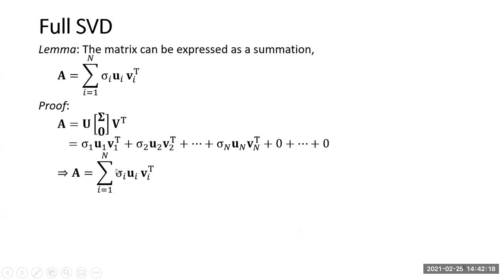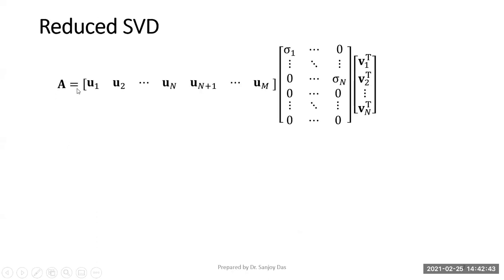Okay, so this is how I can express A in terms of a summation of rank 1 matrices. Each UiVi transpose is a rank 1 matrix, and I'll just show it to you in Matlab after this lecture. Okay, so reduced SVD. So this is what I have.